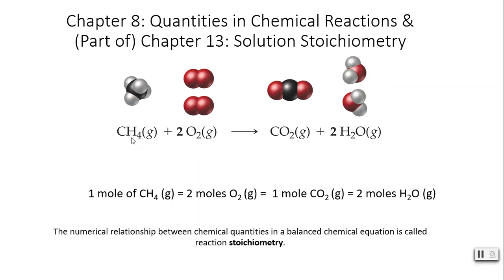So the main point of Chapter 8 is that when you have a balanced chemical equation, and when I say balanced, I mean number and type of atom on the reactant side equals number and type of atom on the product side. When you have a balanced chemical equation, those coefficients, those numbers out front of each molecule, each reactant, and each product, those coefficients relate reactant and product quantities in terms of moles.